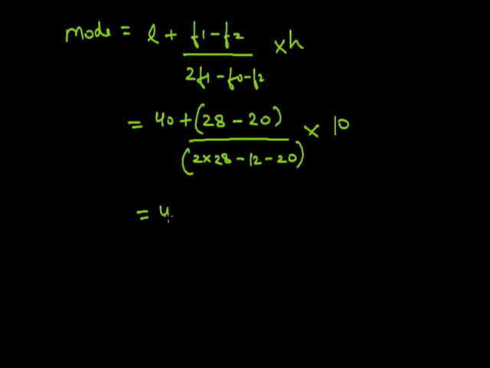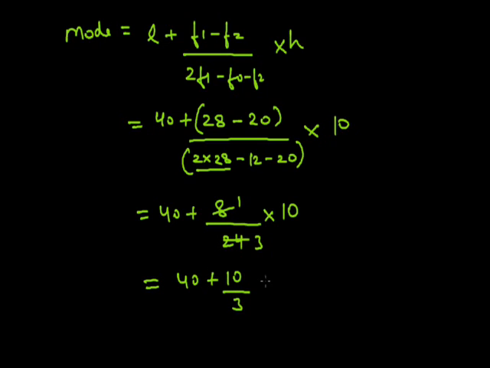Now if we solve it, that is 40 plus 8 divided by 2 into 28, which is 56, and 56 minus 32 will become 24, into 10. Now if we solve and cancel out, it will become 40 plus 10 upon 3. So that will become 40 plus 3.33, or 43.33. So this is the mode of the data given.